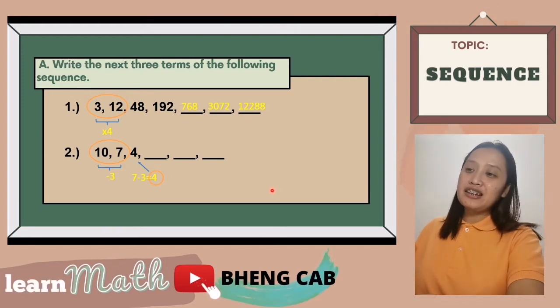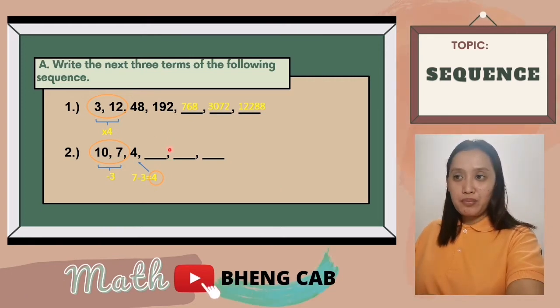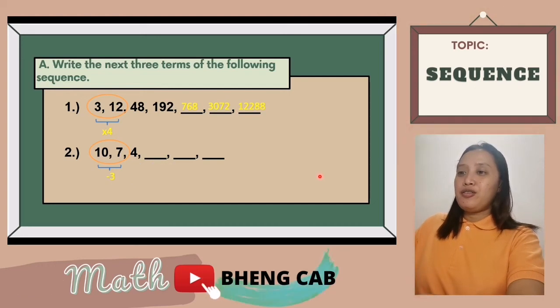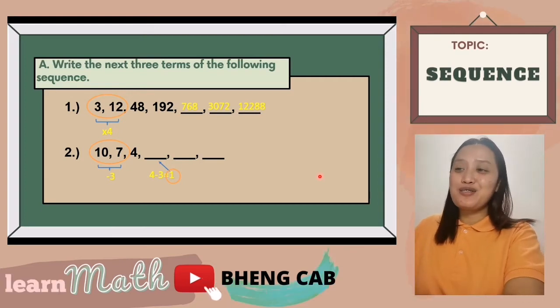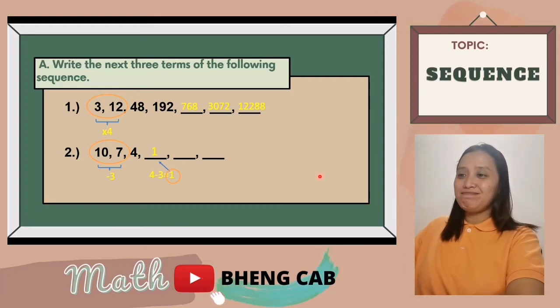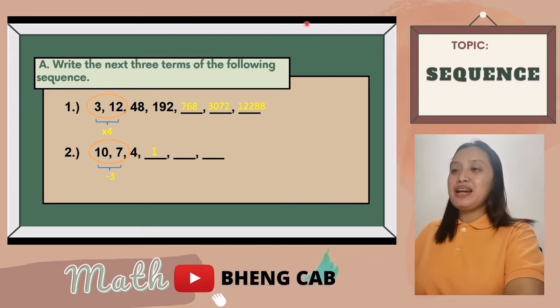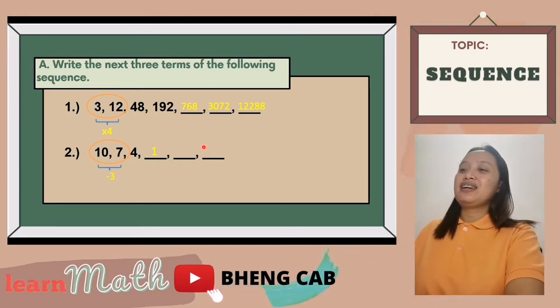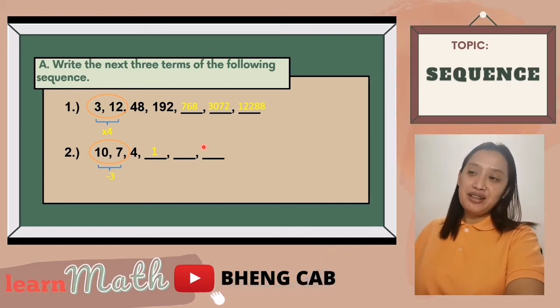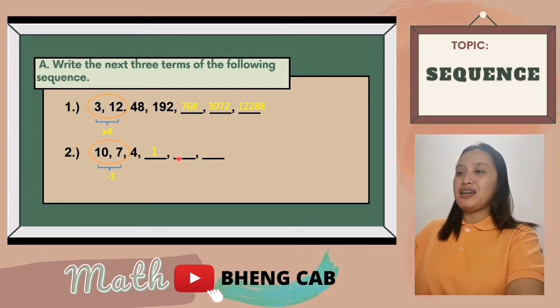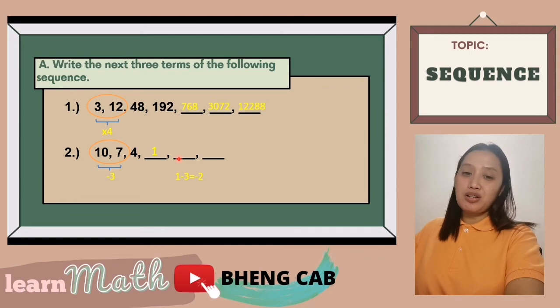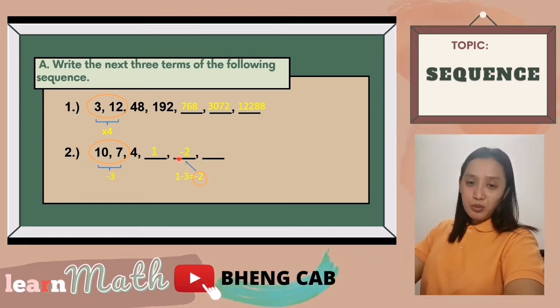So, in order for us to get the next term, anong susunod sa 4? Then, sundan lang natin yung pattern. Si 4, babawasan natin ng 3. We can have 4 minus 3 equals to 1. Para mahanap naman natin yung susunod na term sa 1, all we have to do is to subtract 3 from 1. So, magkakaroon tayo ng 1 minus 3 equals to negative 2.